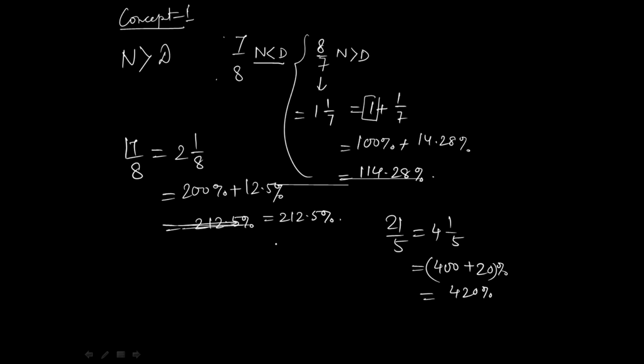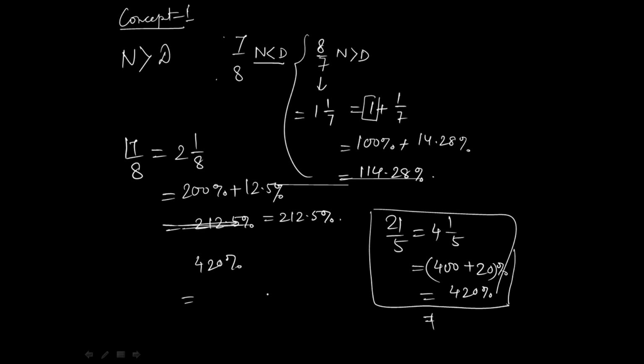On the other side, if you have to calculate in the reverse process, suppose 420% is given, how will you solve it? You have to break it into two parts. This is a problem which you have to learn. If 420% is given in the question, what is the fractional value of it? We have to break it into two parts: 400 plus 20%. 400 means 4, 20% means 1 by 5, so it will be 4 and 1 by 5, or you can write it as 21 by 5. You have to solve it like this.